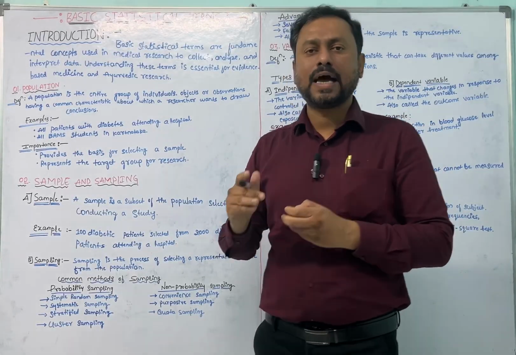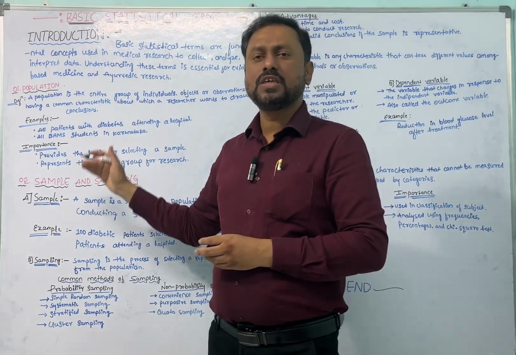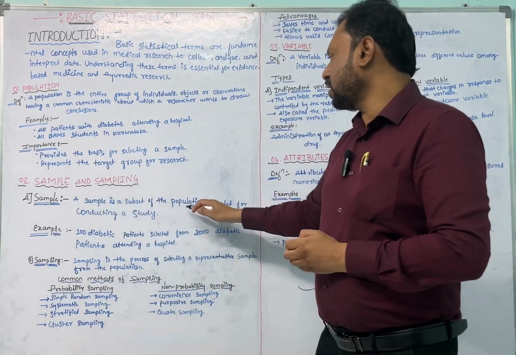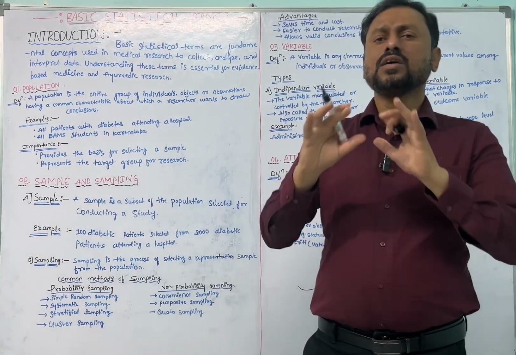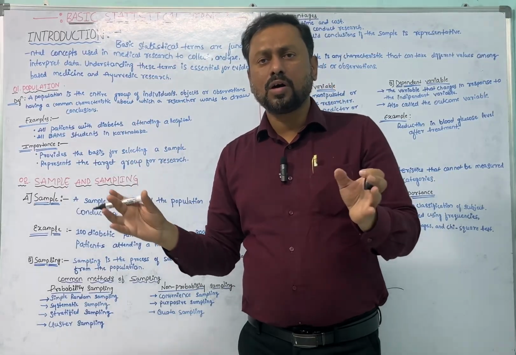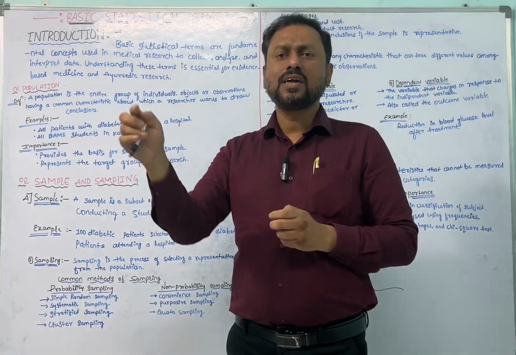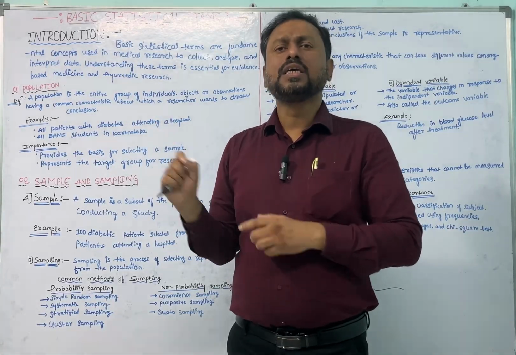The next one is sample and sampling. This second term is sample and sampling. So first of all, we will study the sample. What is meant by sample? A sample is a subset of the population selected for conducting the study. It means that in a whole group, consider diabetes patients in a hospital OPD. Suppose 2000 patients are there. In that, you are taking only 100 patients among them. That is called a sample.